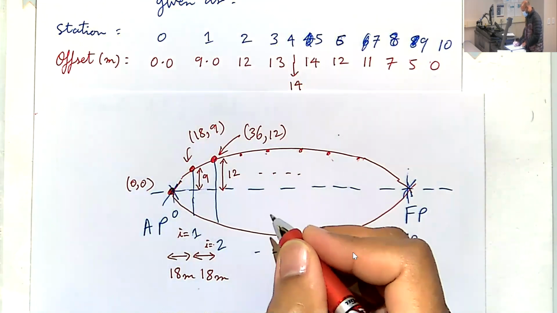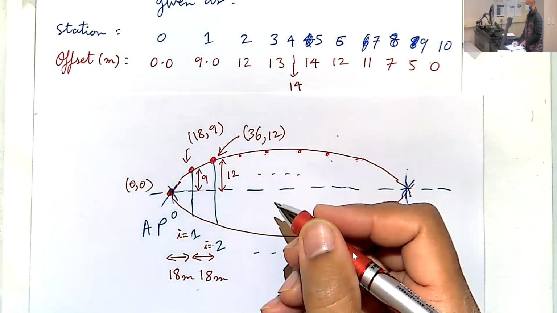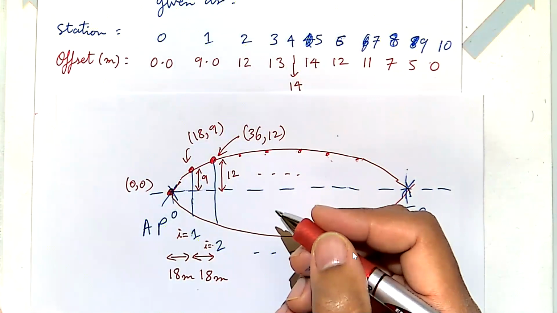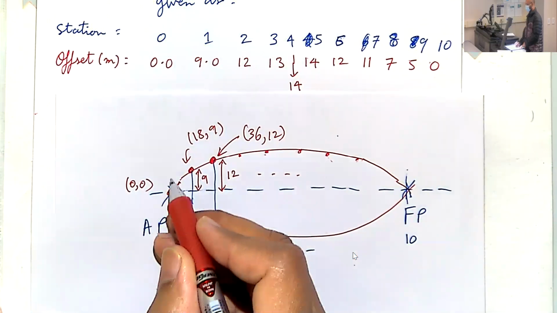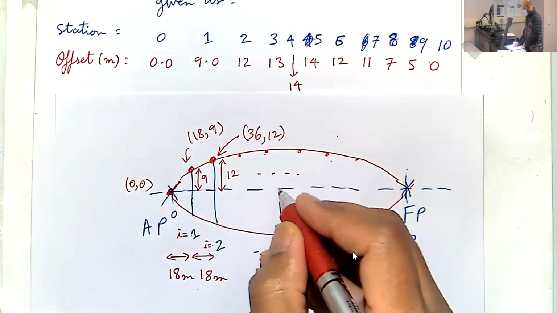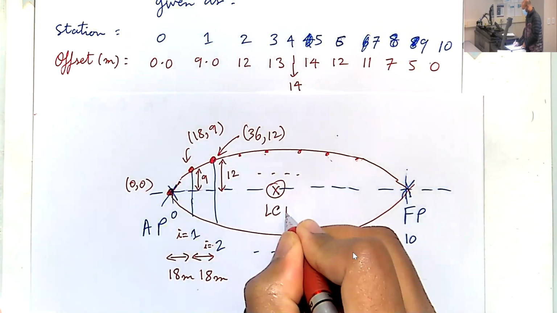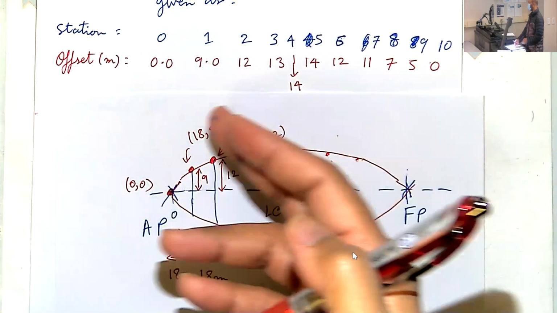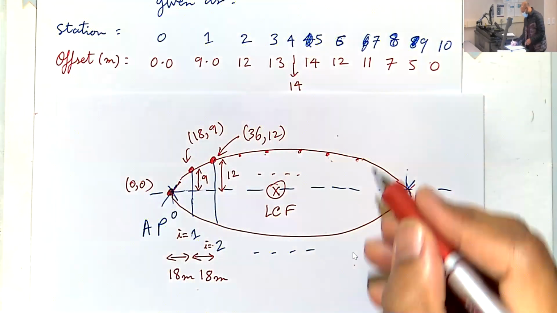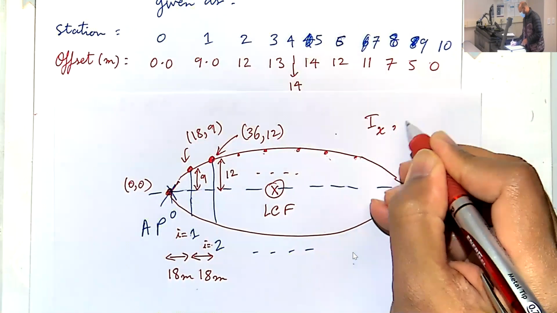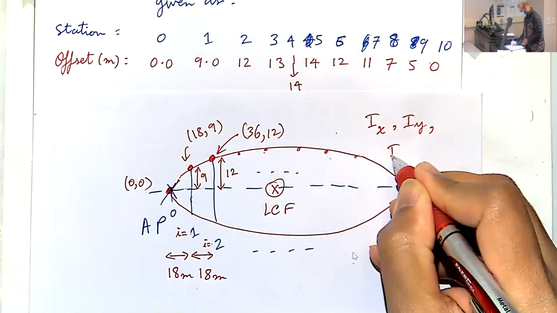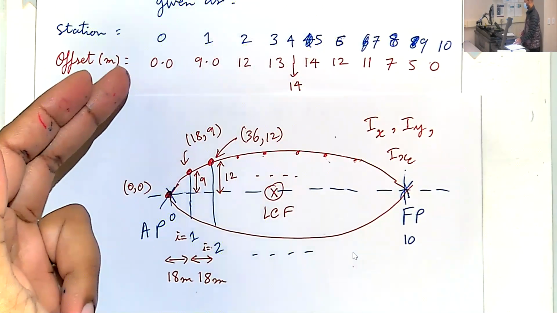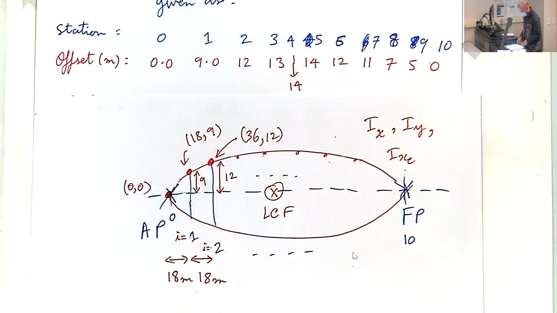You can compute the centroid. Give me one of the ones we know already. It'll be along the center line. Yeah, the centroid will be along the center line because it's symmetric. So we can compute the LCF, longitudinal center of flotation. That's the centroid of this water plane area. You can compute Ix. You can compute Iy. You can compute Ixc. Anything you want, you can compute, just using these data points. And that's exactly what we will do.